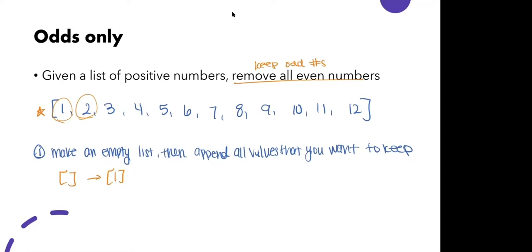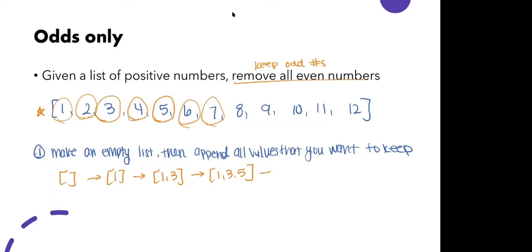So instead of physically removing it from the list, I can just not append it to my new list. Then I see the number 3. 3 is odd, so I will keep it by appending it to the new list. And then 4 is even, so I remove it by not appending it to the new list. Then I have the number 5, which I want to keep. So 1, 3, and 5. 6 is even, so I don't want to add it to the list because I'm removing it. Then I have the number 7.